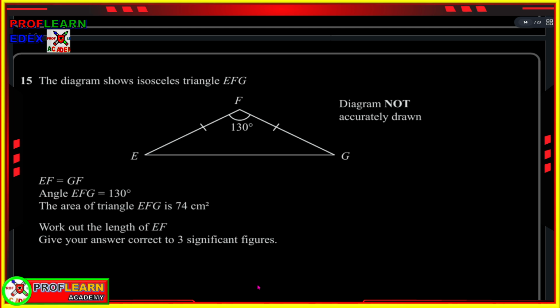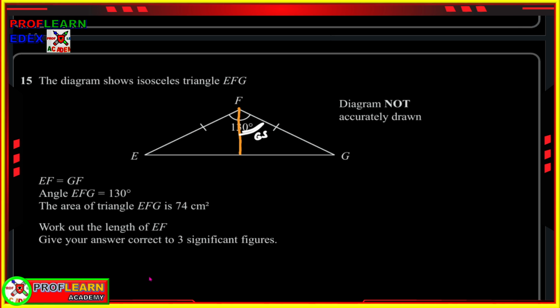Now work out the length of EF, and this being an isosceles triangle, we need to find the length of EF. Of course, if we draw a line like this, this angle is going to be 65. And just before that, we were told the area is 74.